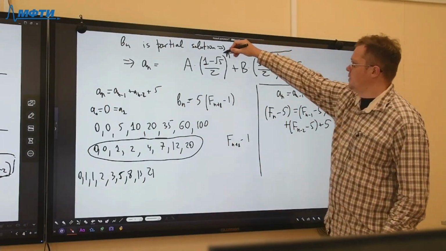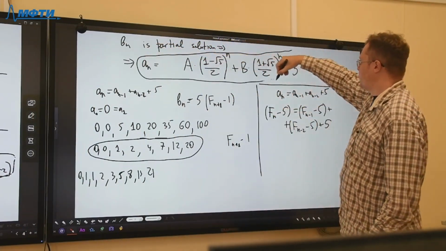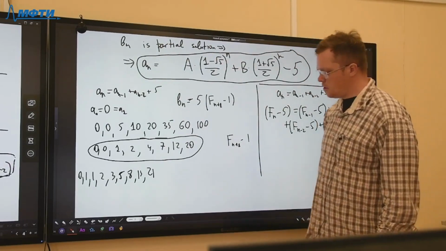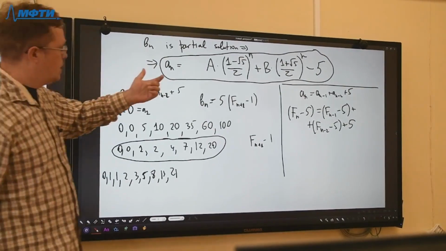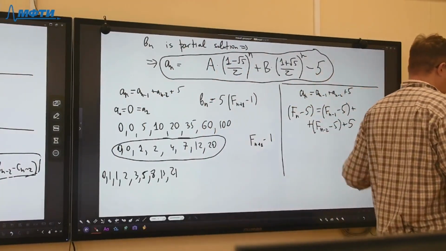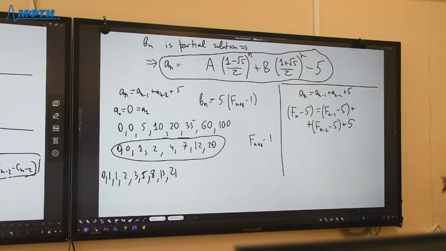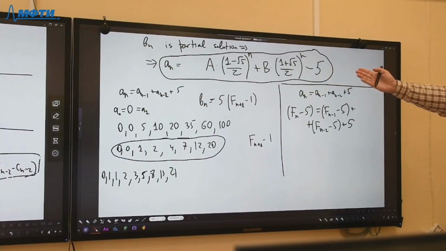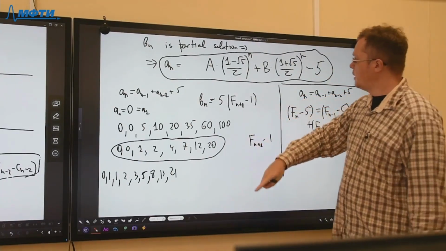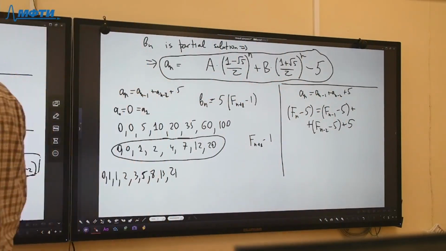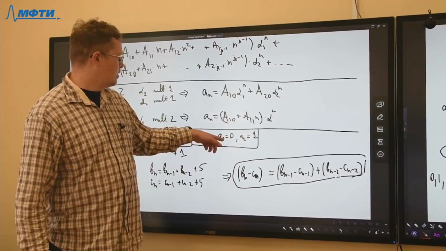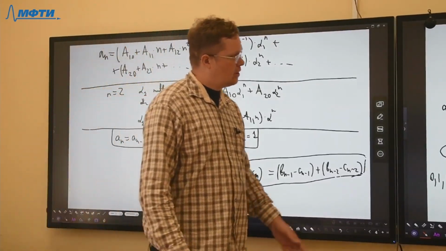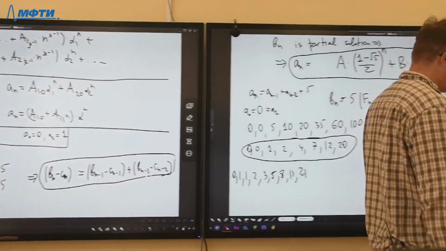So if we have a non-homogeneous equation and we can find the partial solution, we can find the solution to this equation too. So we just need to take n as 0 and 1, and find the coefficients A and B such that a0 is 0 and a1 is 1. And so this will be the answer. You can just do it by yourself, I suppose.